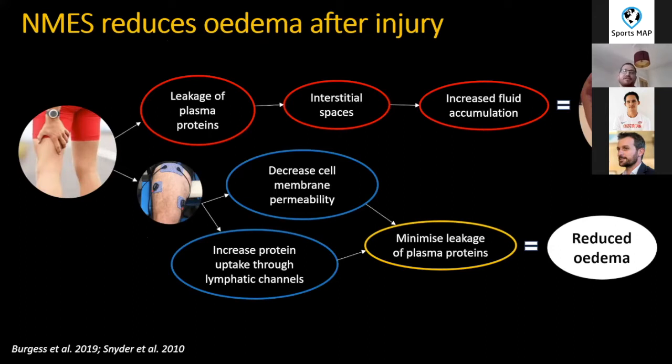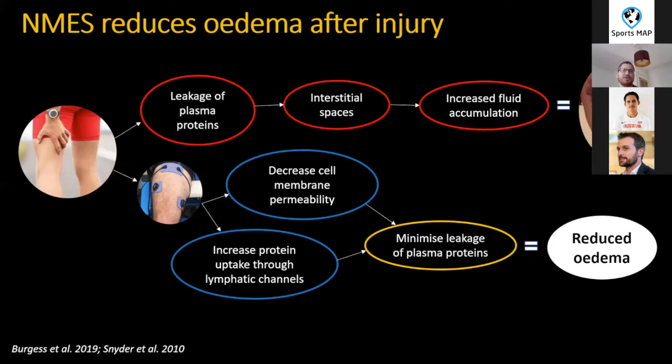But Schneider stated that from a physiological standpoint, edema formation post-muscle injury is related to a leakage of plasma proteins in cell membranes into the interstitial spaces after injury, and this results in an increase in fluid accumulation in the affected area, leading to swelling. It is theorized that electrical stimulation immediately after muscle injury minimizes the leakage of plasma proteins by limiting microvascular permeability, and increases the rate of plasma protein uptake through lymphatic channels, leading to reduced edema formation.